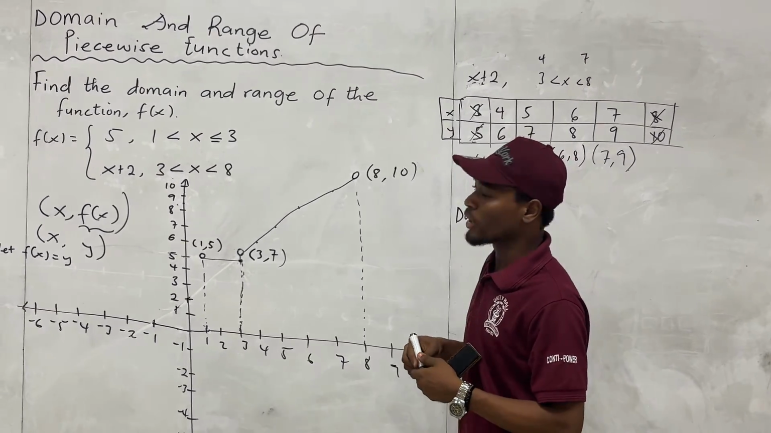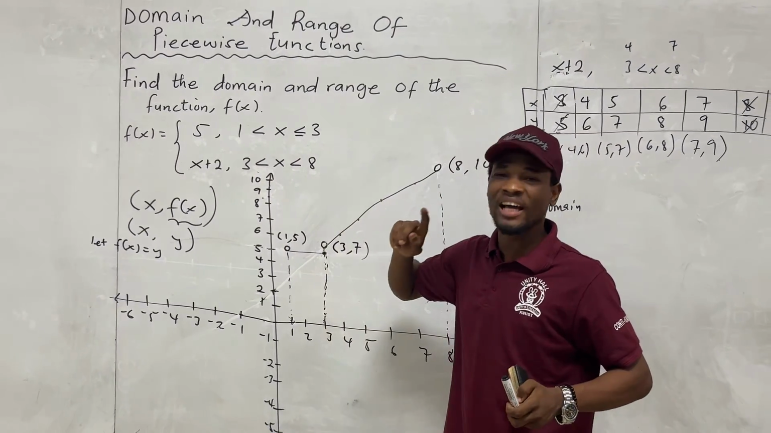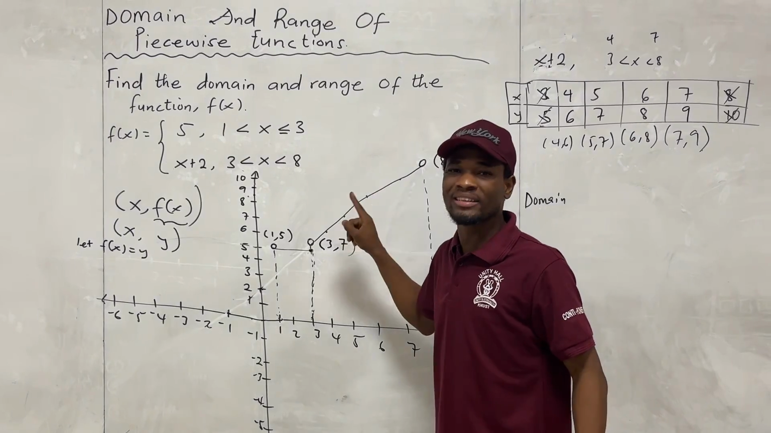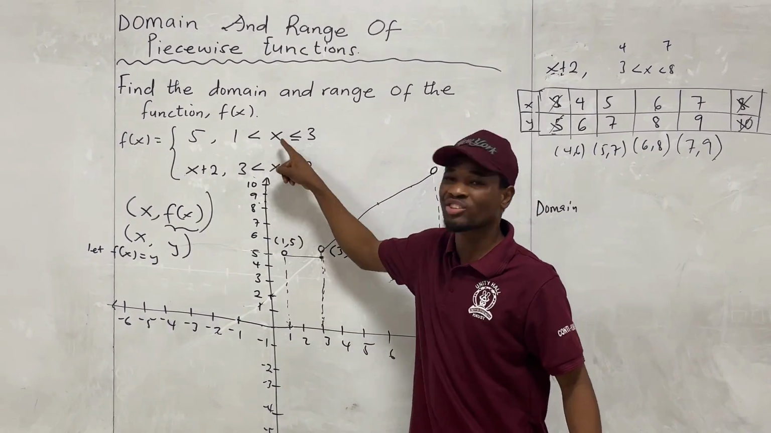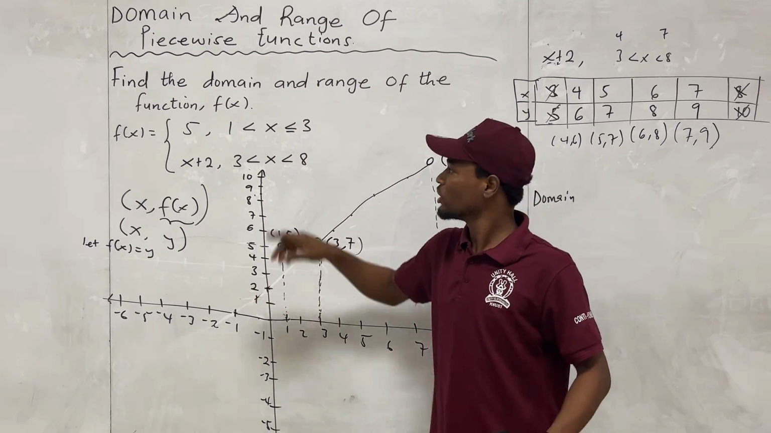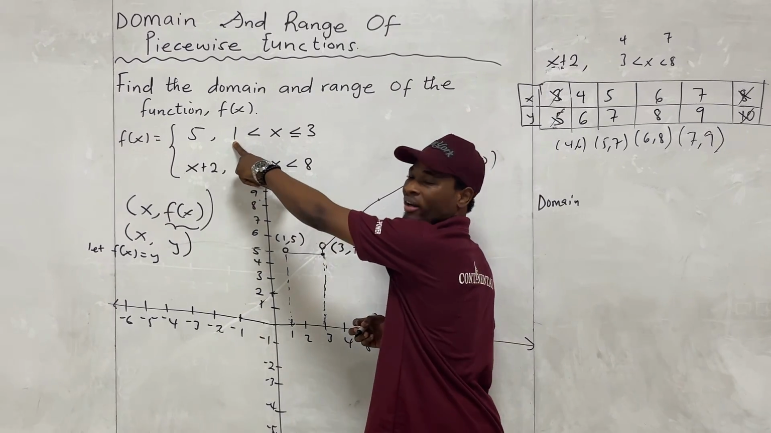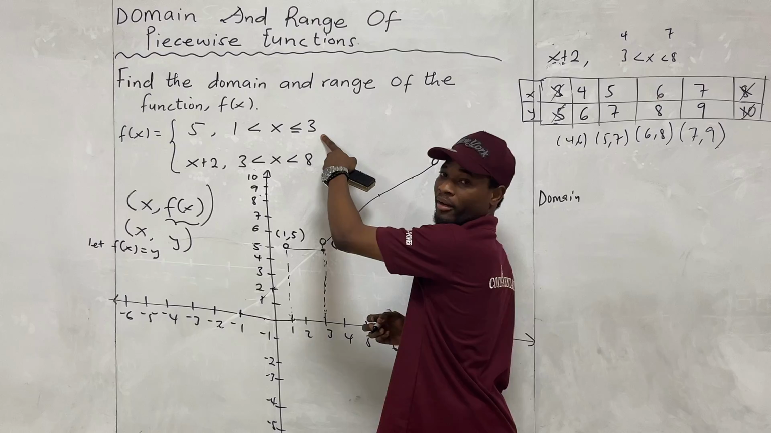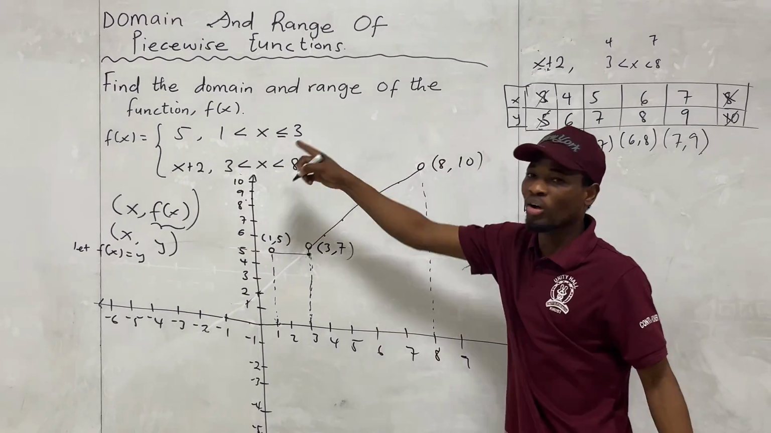Now, let's consider this. Viewers, you can decide to use the graph to write down your domain, or from the boundaries of the restrictions given, you can write your domain from there. As simple as that. So let me use this. From 1 up to 3. But remember, the 1 is not inclusive. So from 1 to 3.